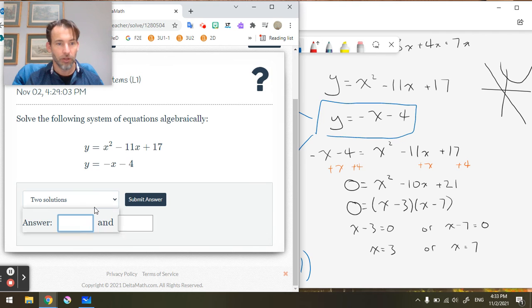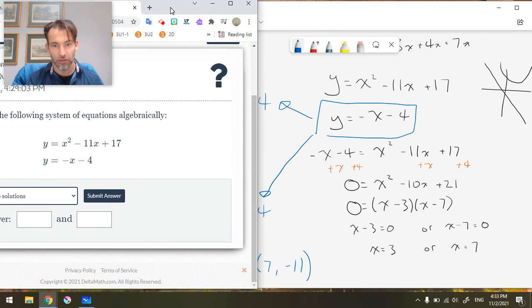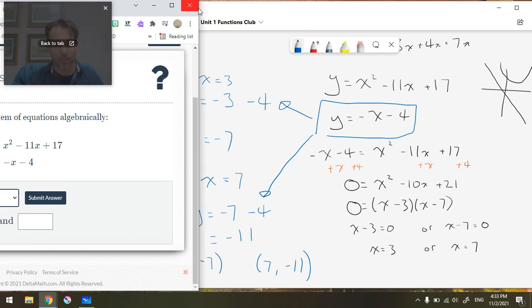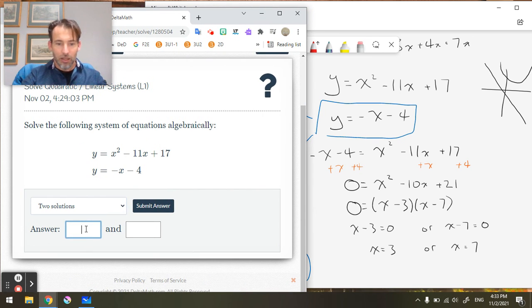The answer, and you'll have other options: no solutions, 1 solution, or 2 solutions. Okay, all 3 are possible. A line can touch once, twice, or not at all. (3, negative 7) or (7, negative 11). Okay, so let's type those in.